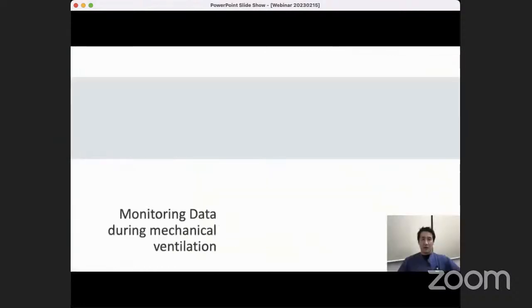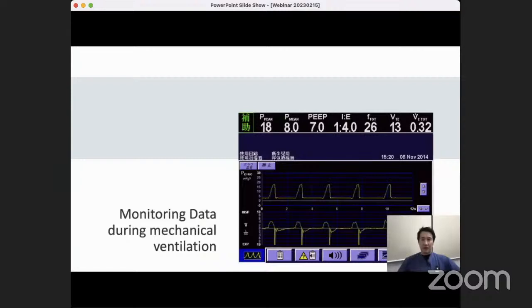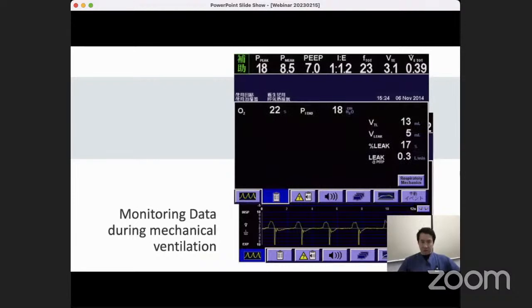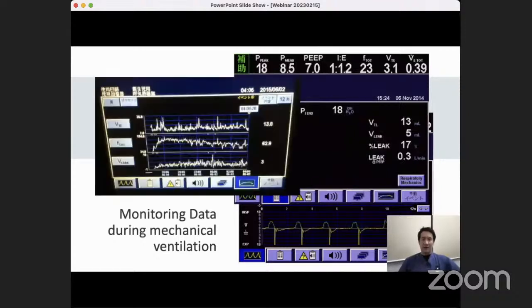And next, I would like to discuss monitoring data in ventilator management. During mechanical ventilation, monitoring data is displayed on the ventilator continuously. The data is very eloquent. It can be evaluated not only at a point in time, but also in time series.